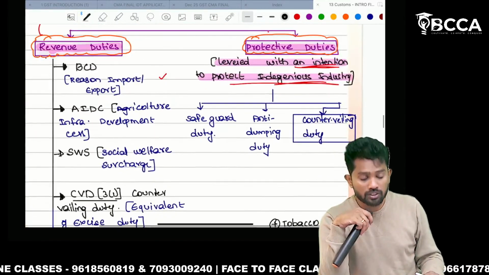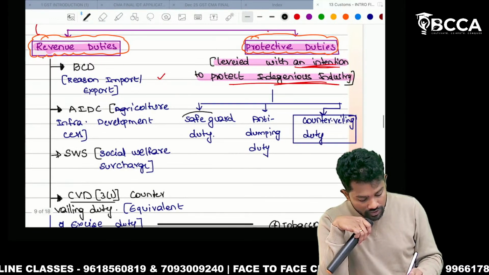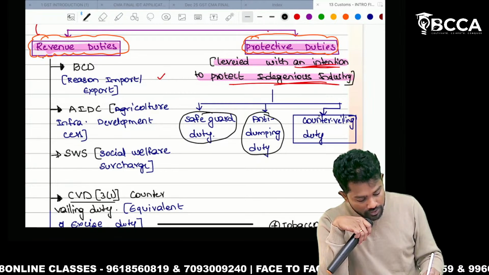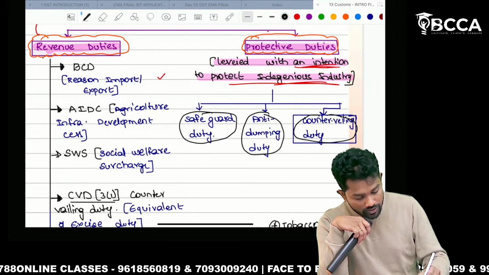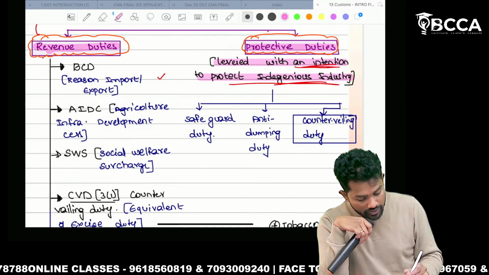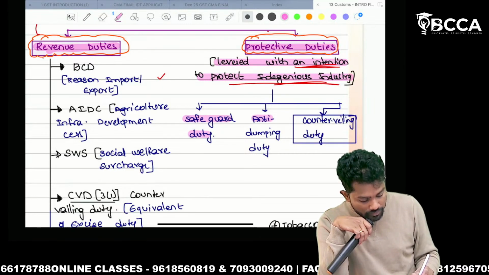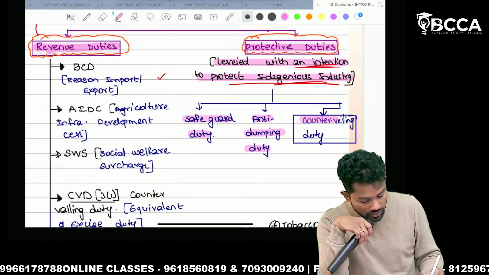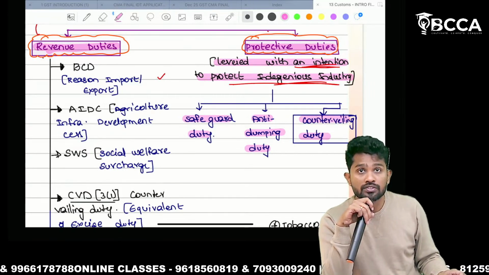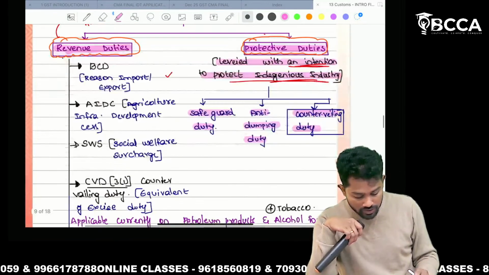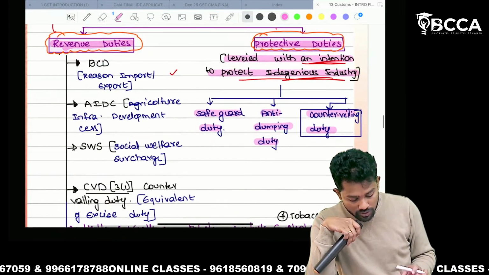What are the types of protective duties? Safeguard duty, anti-dumping duty, and the third one is countervailing duty. These are levied with an intention to protect indigenous industry. What are those? Safeguard duty, anti-dumping duty, and then countervailing duty. Okay, these three. Then coming to revenue duties, what are those?